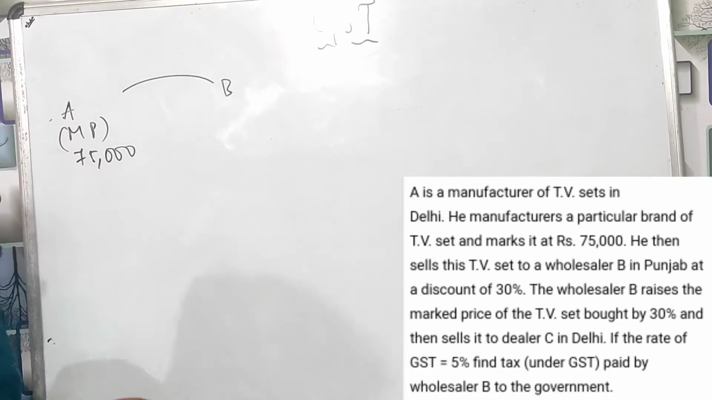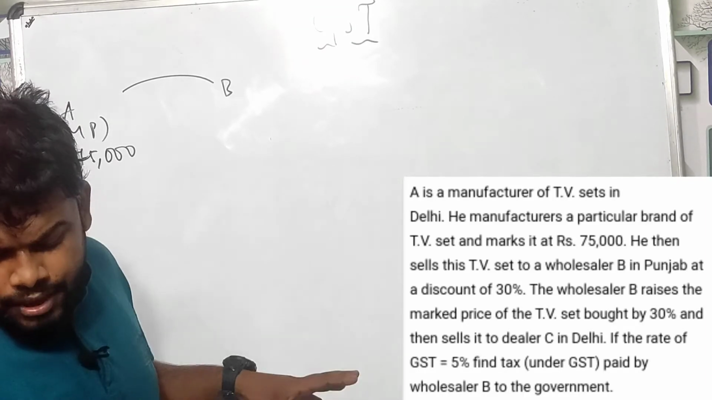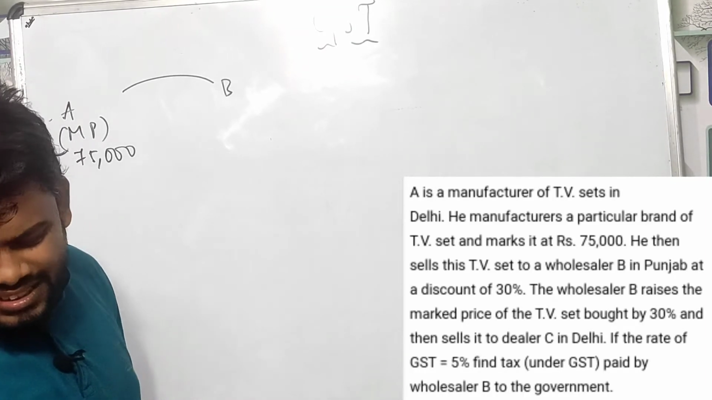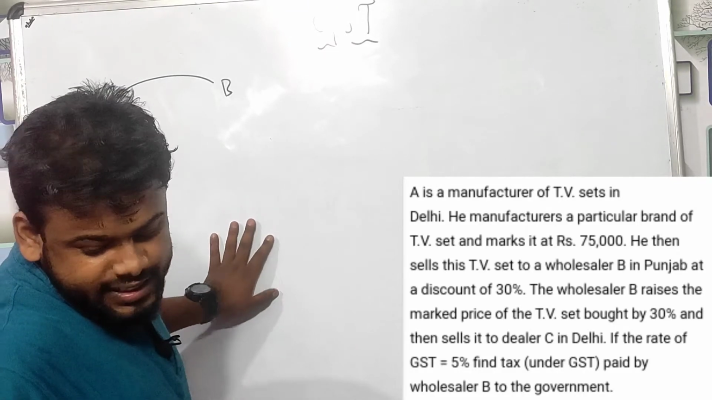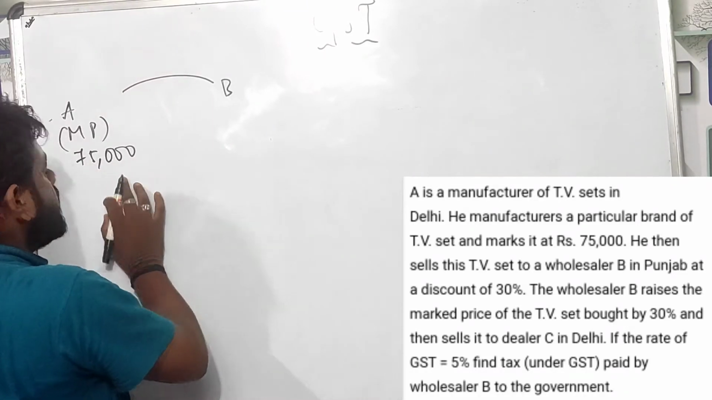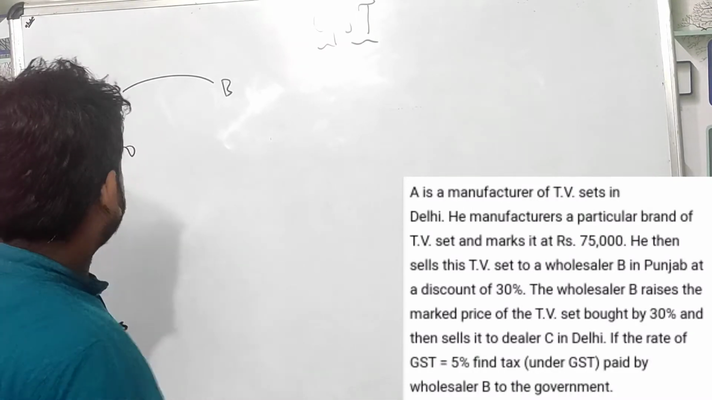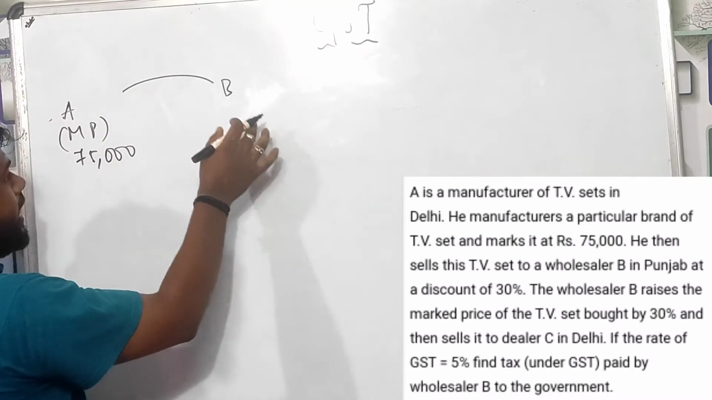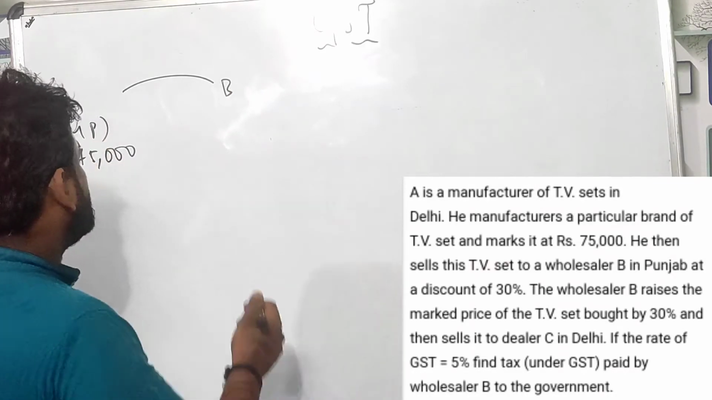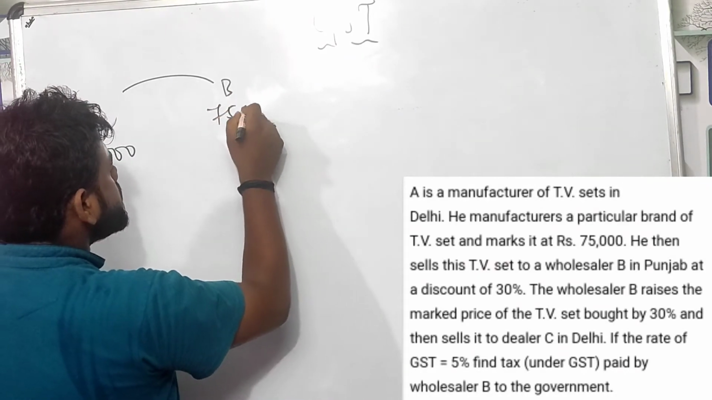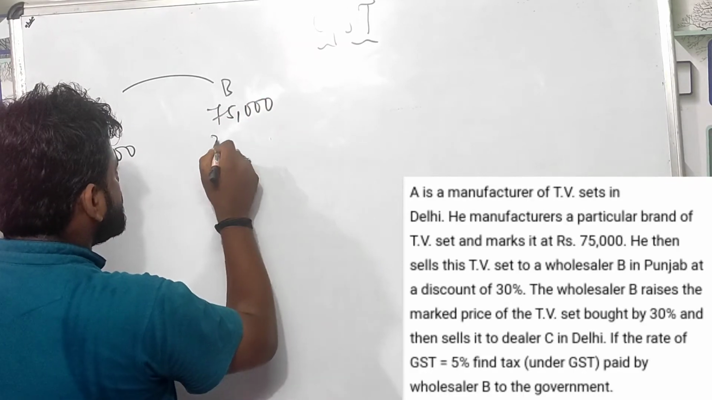Right. Anyway, let us do that. The TV is bought at 75,000 and then sold to a wholesaler B in Punjab at a discount of 30%. Here it was Delhi, and here it is all about Punjab. It was sold in Punjab at a 30% discount, so 75,000 applying a 30% discount.